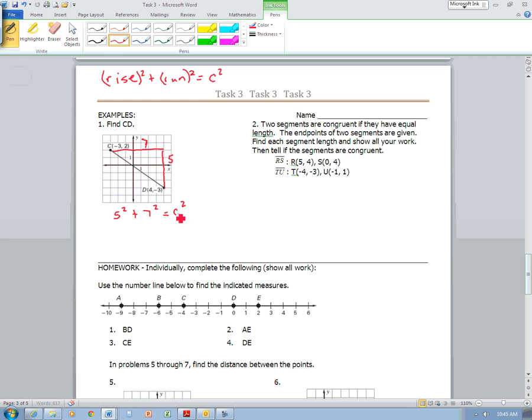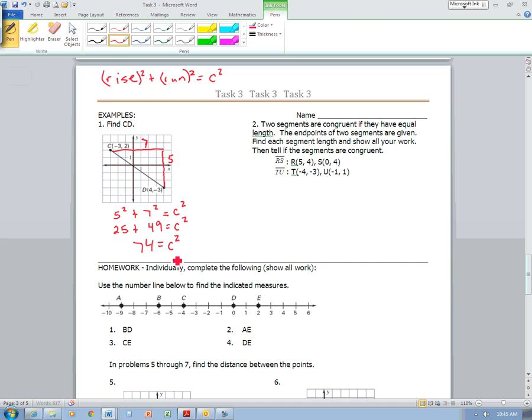Okay, let's go ahead and evaluate the equation. So you'd have 25 plus 49 equals C squared. And then 25 plus 49 on my calculator is 74. So 74 equals C squared.